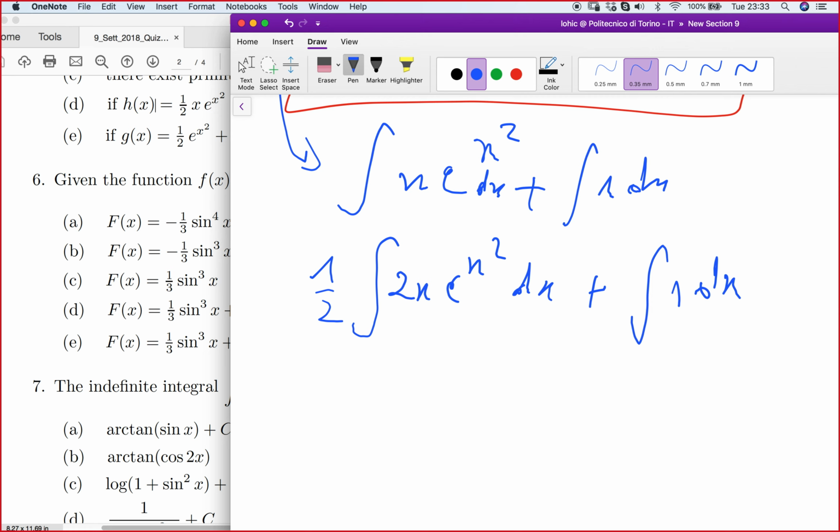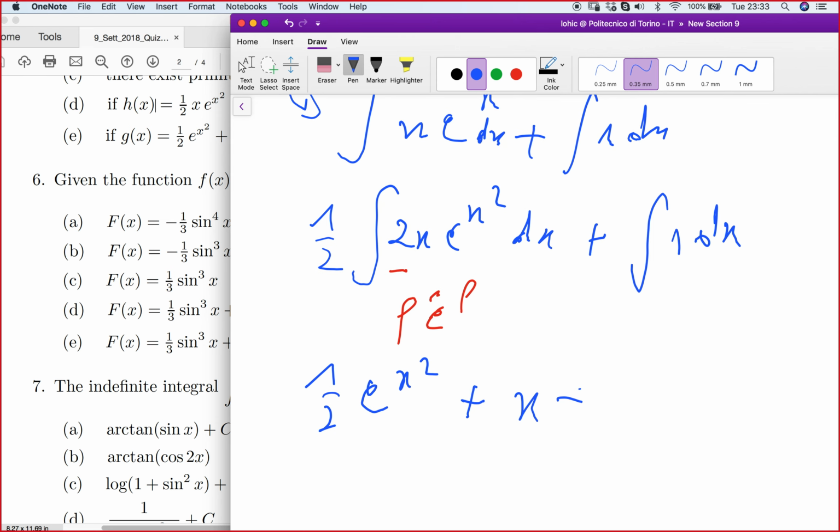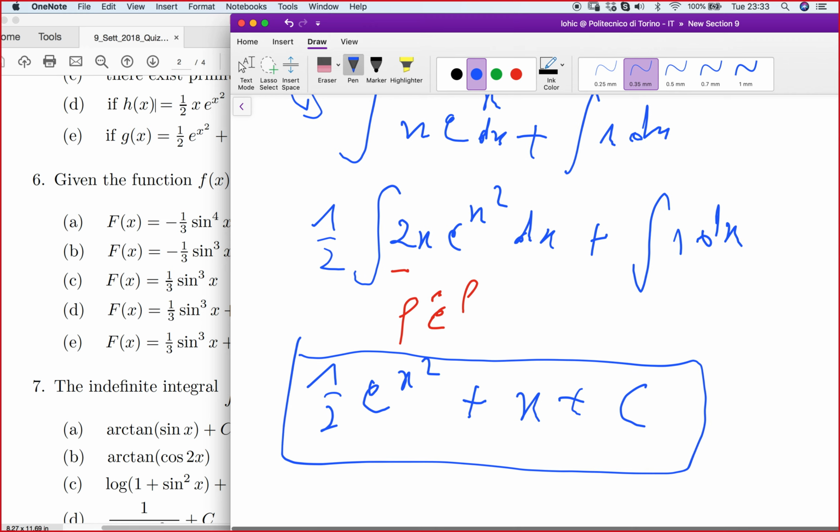So here I multiply by 2 and I divide by 2. Why did I do it? Because now this becomes f prime exponential of f. Doubts? So the integral will give me 1/2 exponential of x squared, because this will be exponential of x squared plus x plus c. So this is the general form of the primitives, right?